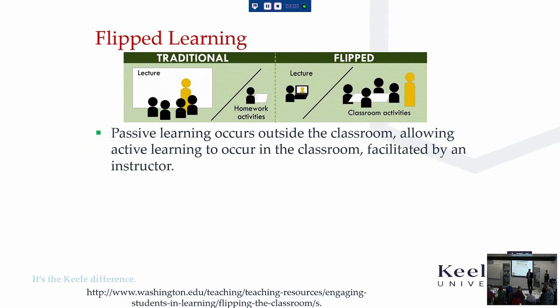So what we're looking to do quite a lot of the time is to flip our learning, so that in the classroom, the students are actively engaged in activities, and that's facilitated by the instructor. The passive learning, the bit of reading or the recording that they can interact with, is done outside of the classroom. So we're using that classroom activity really effectively.